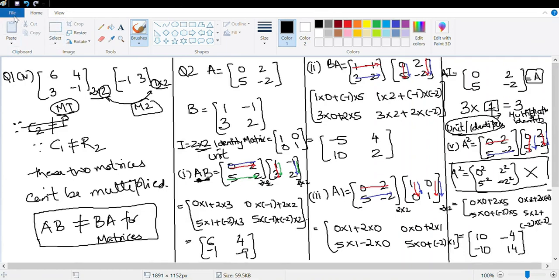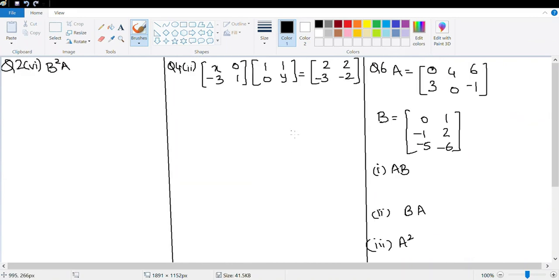Good, we've done some decent work. Let's move on and open the next question that we need to do. The next question is question number 2, part 6. So when it comes to B square A, what does it mean?